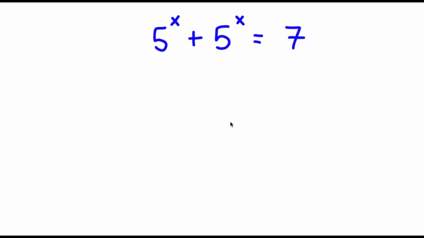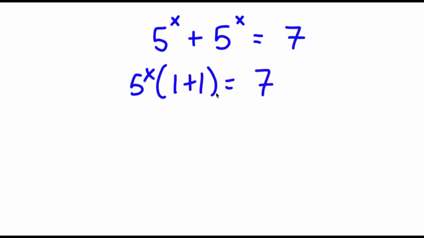Alright, so in this problem, I have 5 to the power of x plus 5 to the power of x is equal to 7. So to start, I'm going to factor out 5 to the power of x from my left-hand side. So now I have 5 to the power of x times 1 plus 1 is equal to 7. Now 1 plus 1, that's equal to 2, so I have 5 to the power of x times 2 is equal to 7.